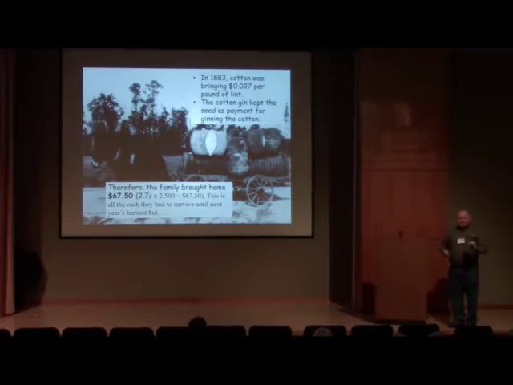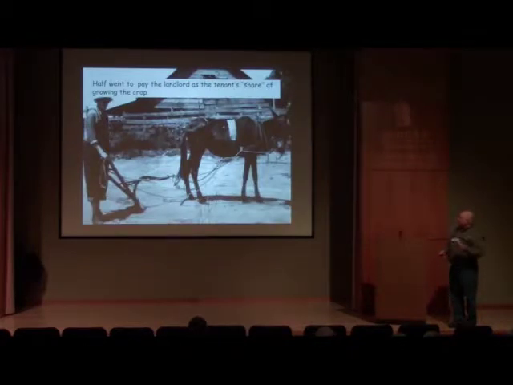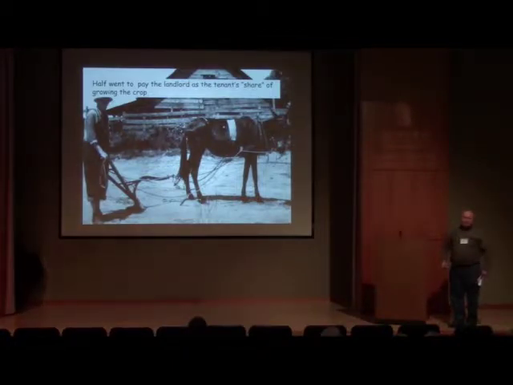remember, this is Reconstruction, post-Civil War. There were no slaves anymore. The sharecropping system had replaced slavery. So half of that went to pay the landlord as the tenant's share of growing the crop. And this didn't matter whether you were a white tenant farmer or a black tenant farmer. It was all the same.